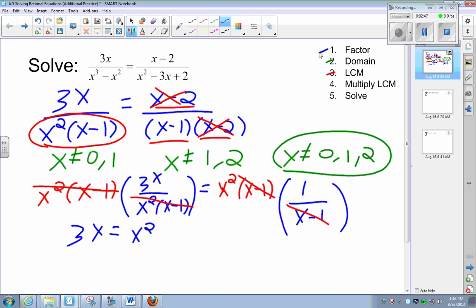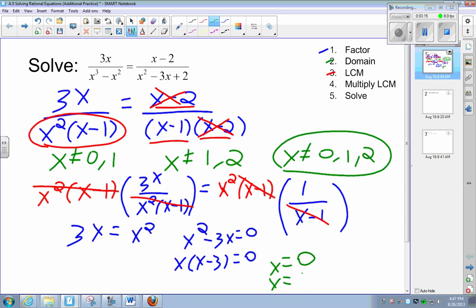All right, so we set this equal to 0. So we get x squared minus 3x is equal to 0. We're going to take the GCF and we get x times x minus 3 equal to 0. And so x is going to be equal to 0, or x is going to be equal to 3. Now we come up with two solutions. So now we just have to check for extraneous solutions.